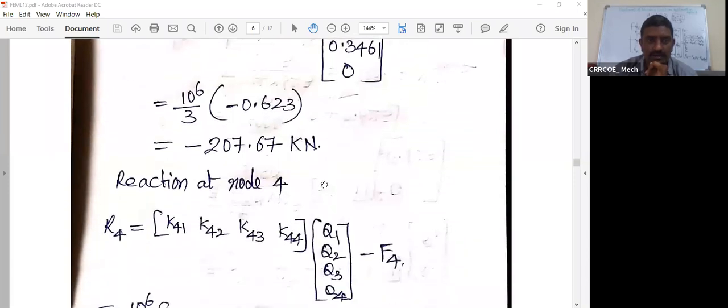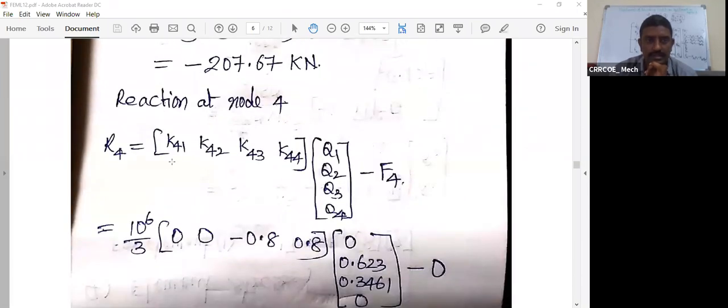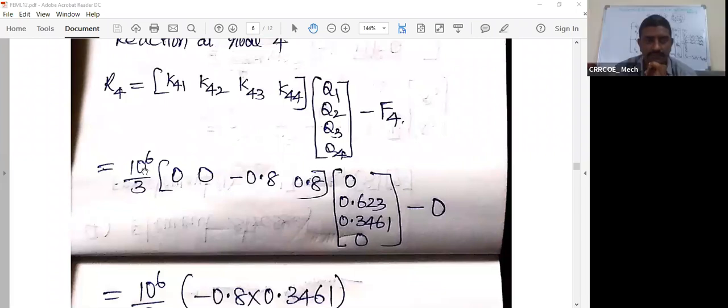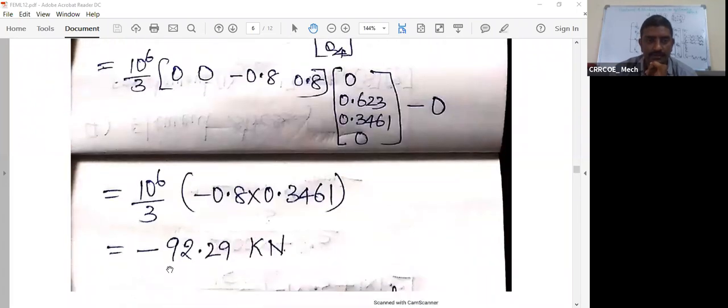Next, the reaction at node 4. You take the 4th row elements of the stiffness matrix, K41, K42, K43, K44, multiplied with the nodal displacements, minus F4. The 4th row elements are 0, 0, minus 0.8, 0.8, with 10 power 6 by 3 as a common factor. F4 is 0. Therefore, R4, the reaction at node 4, is minus 92.29.